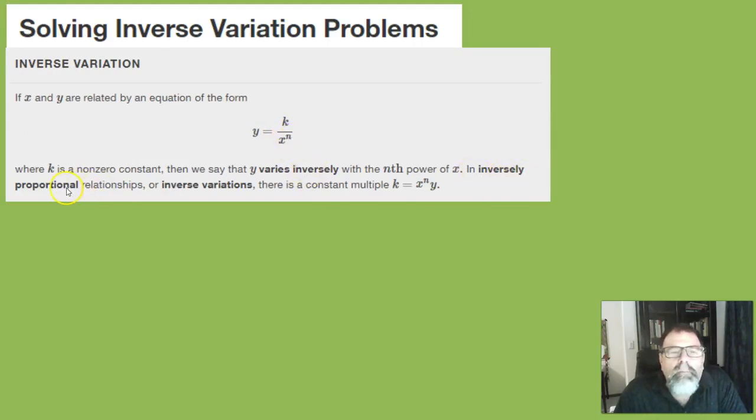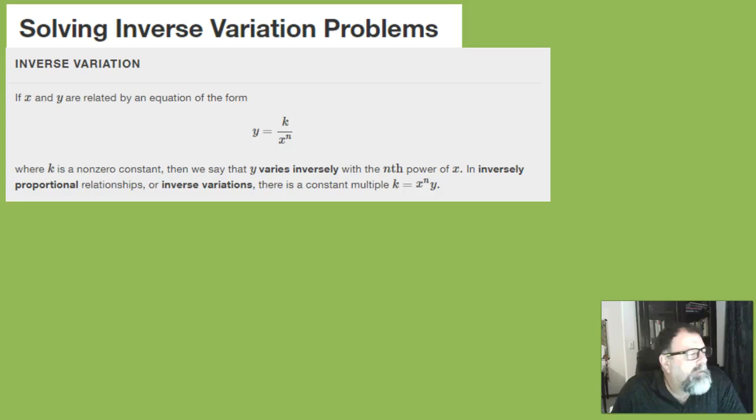In inversely proportional relationships, or inverse variations, there is a constant multiple k. If you want to solve this for k, you multiply both sides by x to the n, and you get k equals x to the n times y.